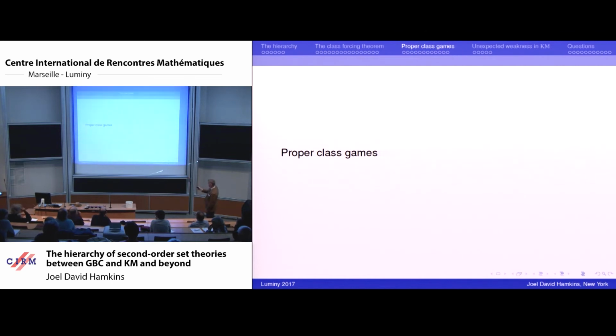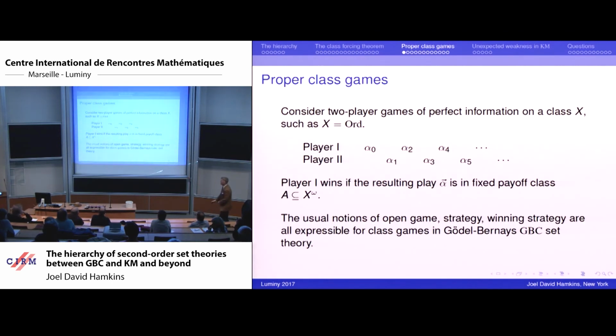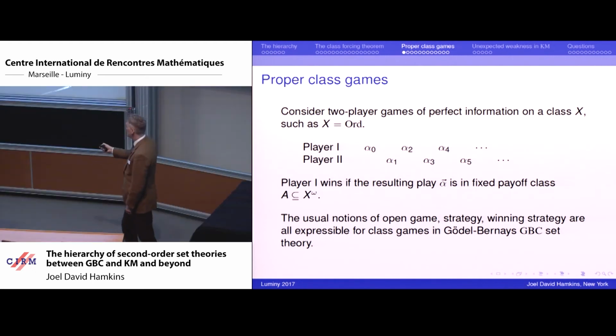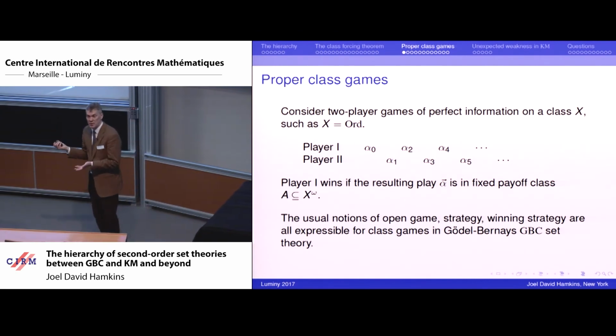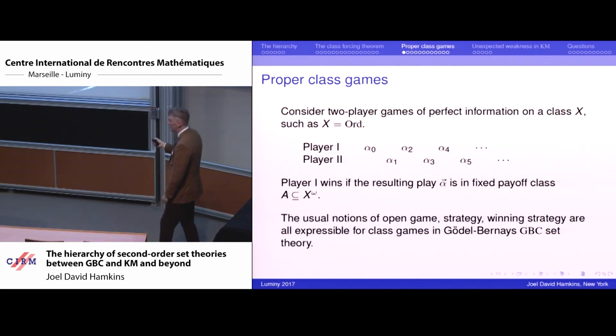Okay, so let's go on to the proper class games. So the situation here is to consider two-player games of perfect information on a class. The games have length omega, just like the games you all know about. But now the plays are coming from this class. Maybe they're ordinals. And player one wins if the resulting play is in some fixed payoff class. It might be a proper class. But the concepts of open game, strategy, and winning strategy are all expressible in the language of second order set theory. A strategy now is a proper class function from the finite plays to what the move is to be made in that game.